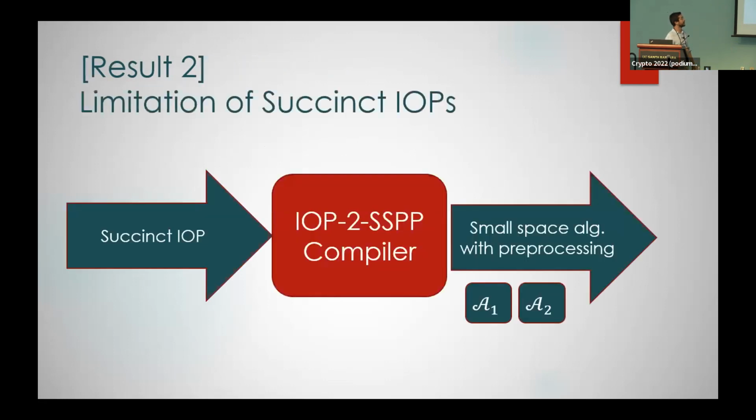The main ingredient in proving this is, again, presenting a compiler for IOPs. This compiler takes a succinct IOP and produces a special sort of algorithm that we call a small space algorithm with pre-processing. So it's basically a pair of algorithms, A1 and A2. I'll just take a moment to explain what that is.